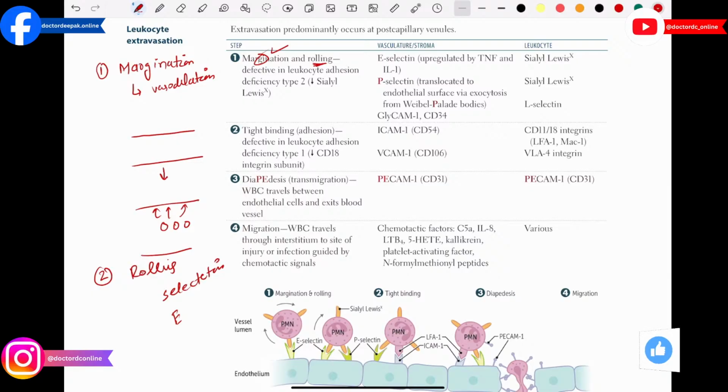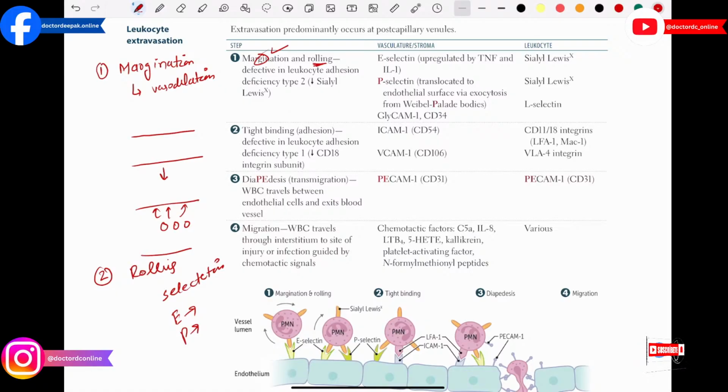They will ask in the exam, what are the examples of selectin. We have P-selectin and E-selectin. E-selectin is upregulated by tumor necrosis factor and interleukin 1. Then we have P-selectin. P-selectin is mediated by histamine, and it is released from the Weibel-Palade bodies. So please keep this in mind. These are the types of proteins present on the endothelial cell.